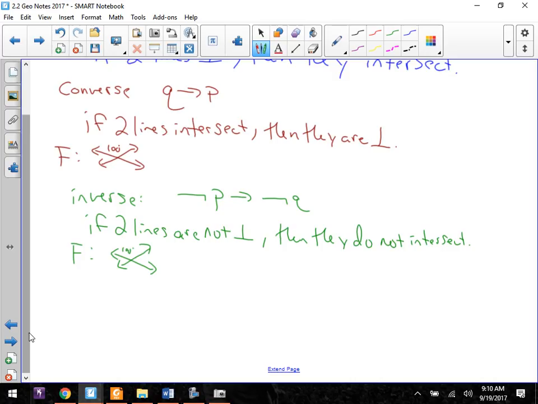Okay. So the inverse: if two lines are not perpendicular, then they do not intersect. And then the contrapositive is just basically taking that statement and flipping it.